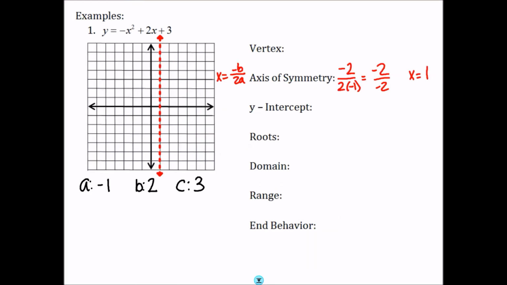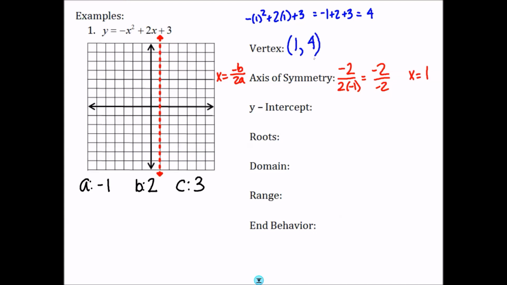The next thing we need to do is find the vertex. So we know that 1 is the x-coordinate of our vertex. Now I'm going to show you how to do this by hand and how to use the calculator. So if you're just plugging 1 in for x, you could say you have negative 1 squared plus 2 times 1 plus 3. And that gives you 1 squared is 1, so negative 1 plus 2 plus 3 gives you 4.